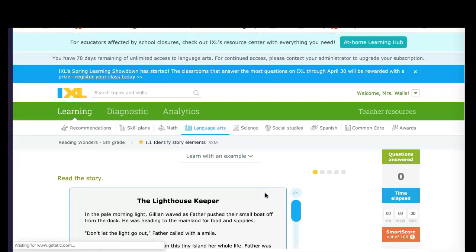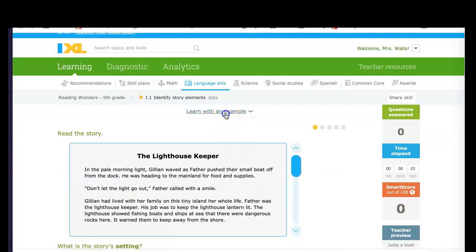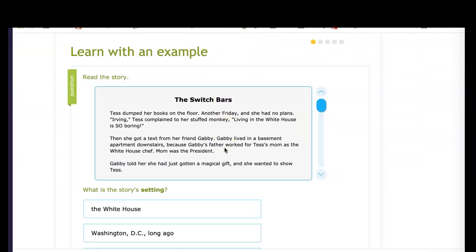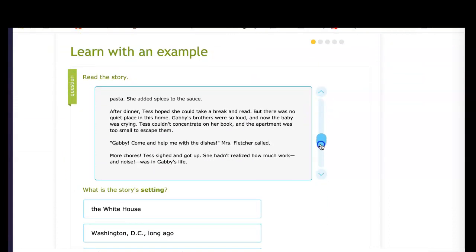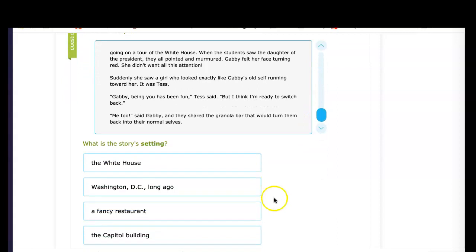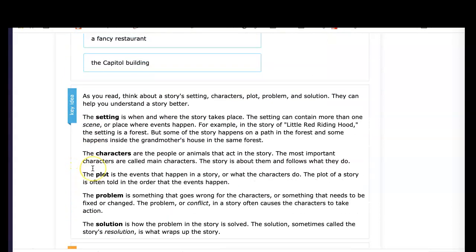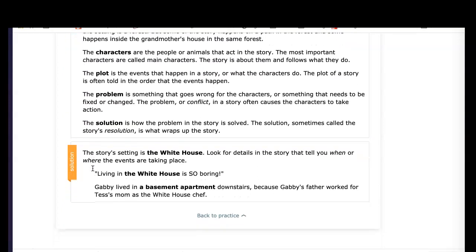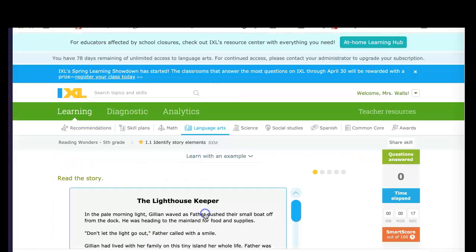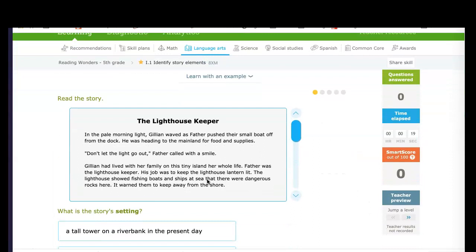I click on it. You can learn with an example if they're struggling, so you can suggest to them that they learn with an example, that they read that passage and then they have to find the setting, and it gives them some key ideas, teaching tips for them for that. And they go back to practice and complete them.